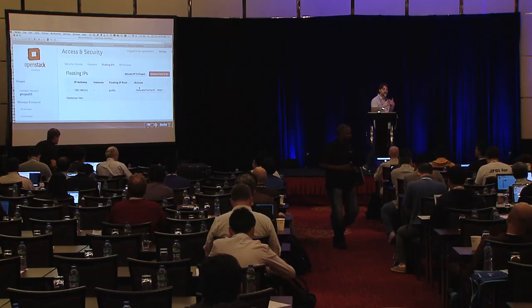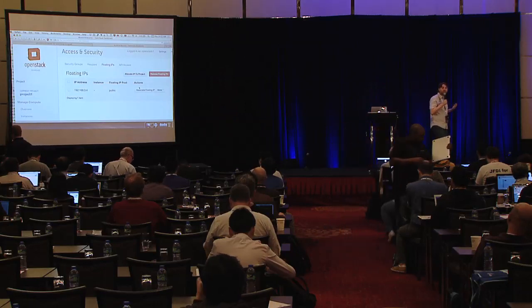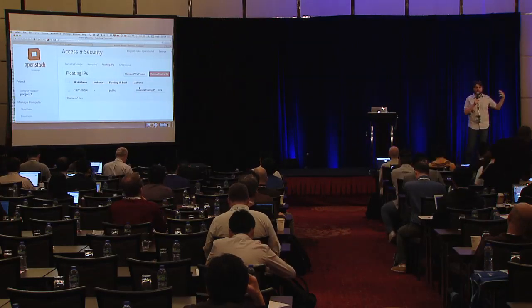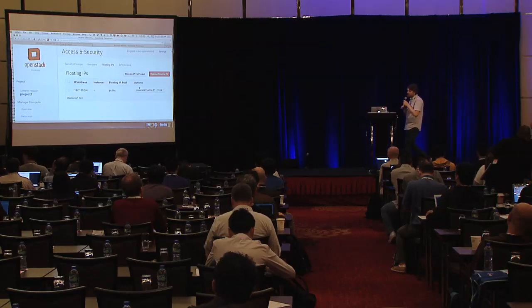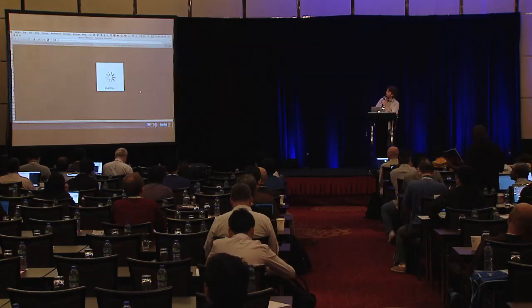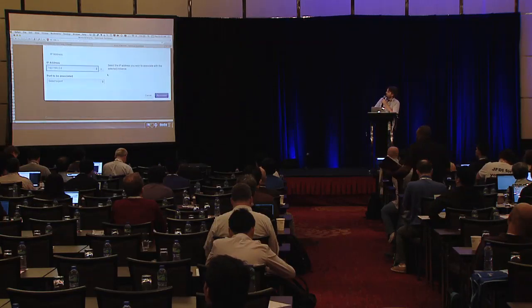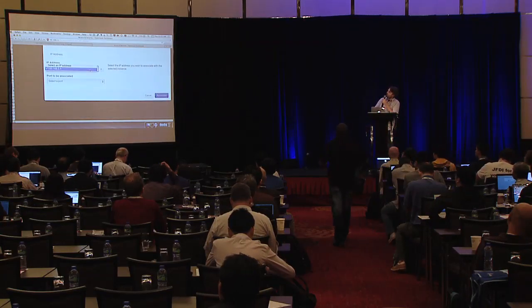And so right now, I've basically just taken ownership of that IP address. Now I want to actually set up the connection between that public IP and the private IP of my instance. So to do that, we'll just say associate floating IP. It's going to say which floating IP. Well, I only have one.